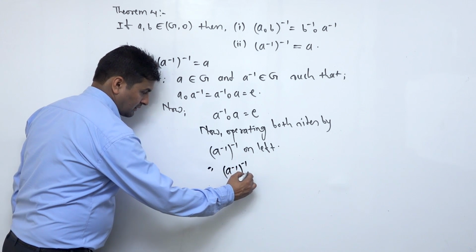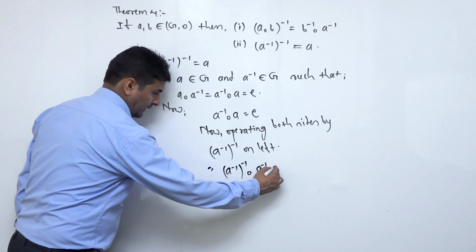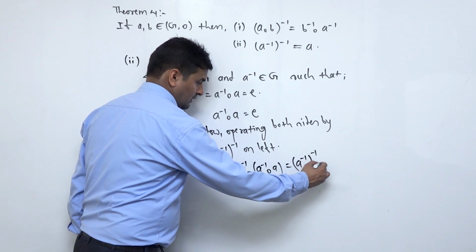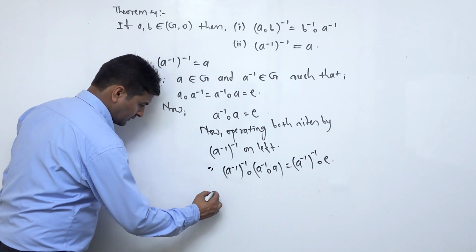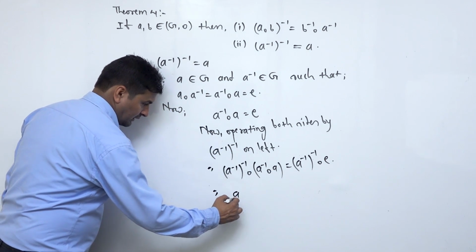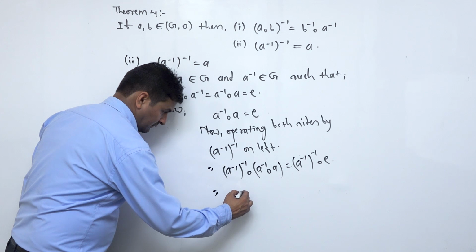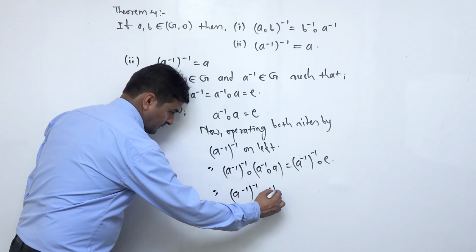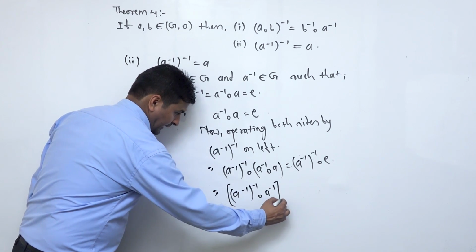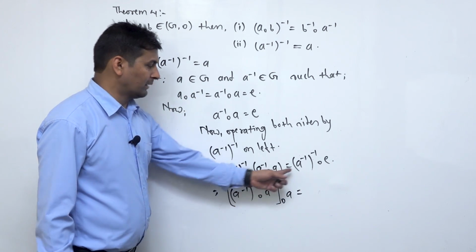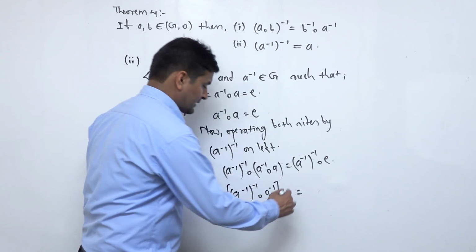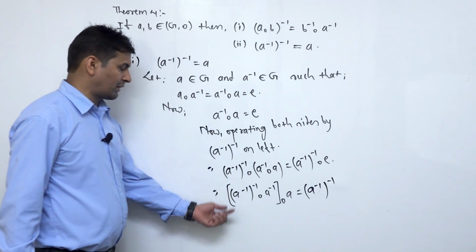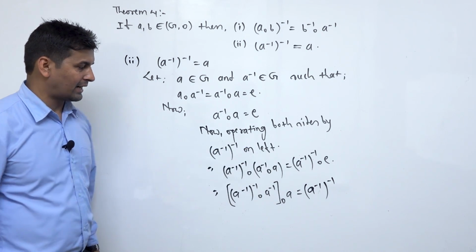Operating both sides by a inverse whole inverse on left, or a inverse whole inverse operating with a inverse not a equals a inverse whole inverse operating e. Here we use associative law: (a inverse whole inverse not a inverse) not a equals a inverse whole inverse not e equals a inverse whole inverse. Here we used two properties. One is associative law, another is e is identity element.